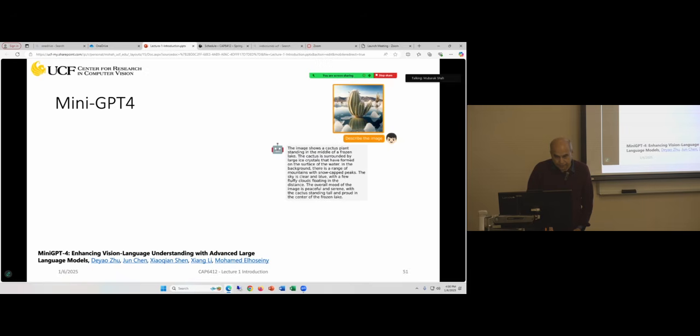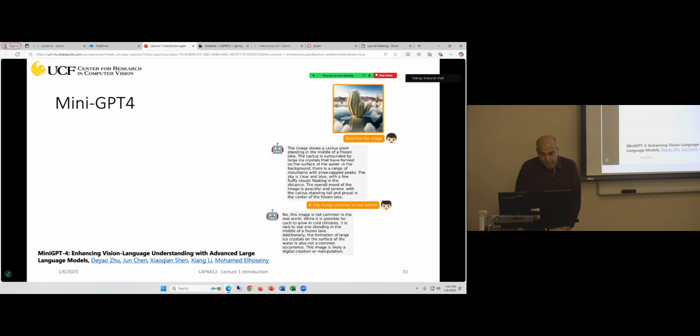Another example, MiniGPT: describe the image. The image shows a cactus plant standing in the middle of a frozen lake. The cactus is surrounded by large ice crystals that have formed on the surface of the water. In the background, there is a range of mountains with snow-capped peaks. The sky is clear blue with a few fluffy clouds floating in the distance. The overall mood of the image is peaceful and serene, with the cactus standing tall and proud in the center of the frozen lake.